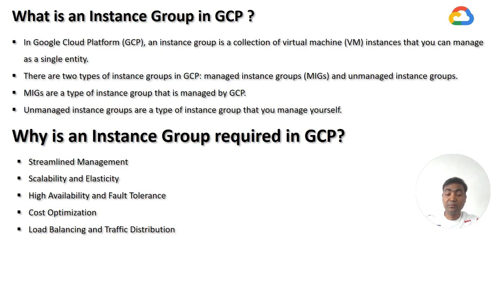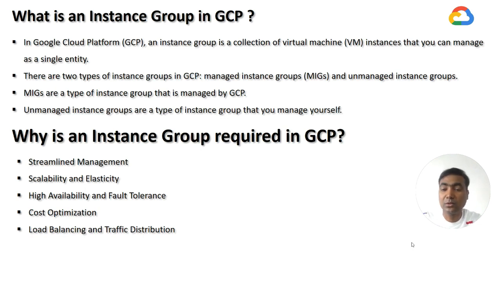Instance groups help improve the availability of your application by automatically detecting and replacing unhealthy VMs. If a VM fails, the instance group will automatically recreate it, ensuring that your application continues to run without interruption. This fault tolerance protects against hardware failures and ensures that your application remains available even during unforeseen events.